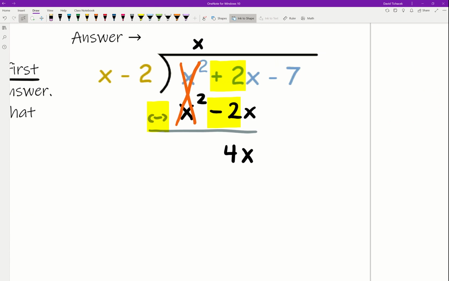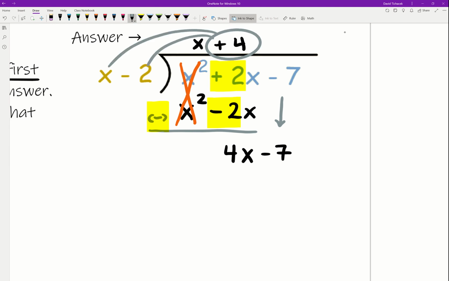Okay, we are going to go ahead and drop down our next term here. So we have negative 7 that we're going to go ahead and drop down and call this new line 4x minus 7. And then we're going to take a look at those first terms again. I've got 4x and I've got x. And so if I just think about what I would need to multiply by, or if I simply divide the two like the guideline said to do, that would just simply be 4. So I'll say plus 4 here, and then I need to distribute that plus 4 again to both terms of my dividend here and write the result down below.